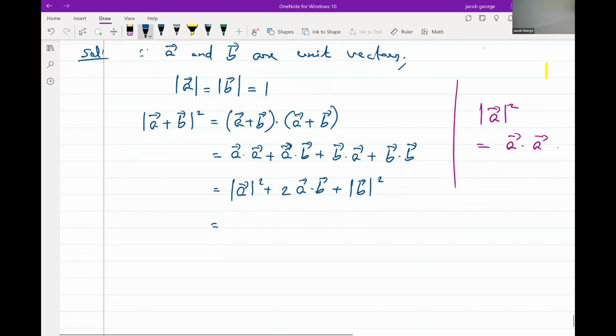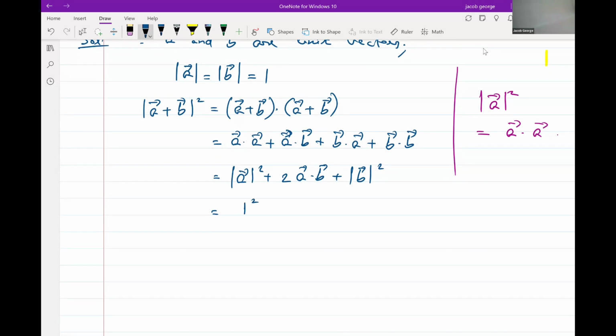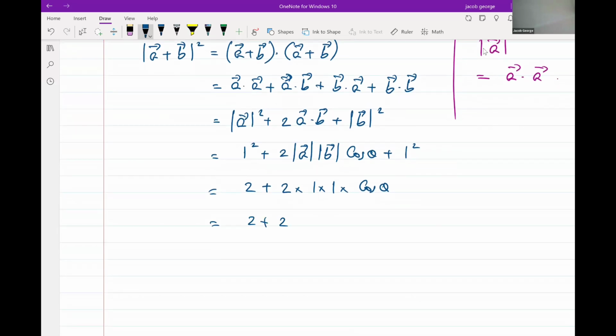Now, what is the magnitude of vector A? 1. So 1 square, plus vector A dot vector B, which is magnitude of vector A into magnitude of vector B into cos theta, plus modulus of vector B square, which is also 1 square. Now we can add 1 square plus 1 square. The first term and last term, when you add, what do you get? 2. So it is 2 plus 2 into 1 into 1 into cos theta, because modulus of vector A and modulus of vector B are equal to 1. So what is this? 2 plus 2 cos theta.